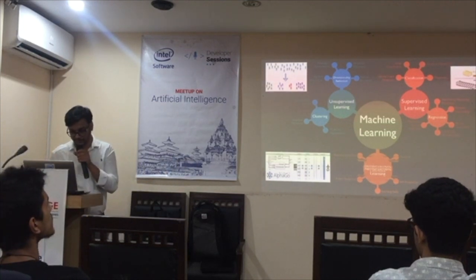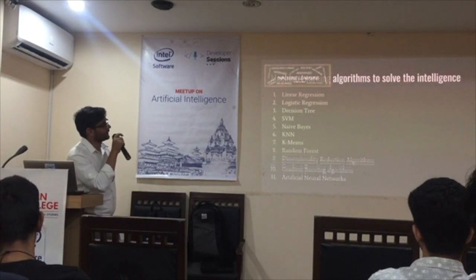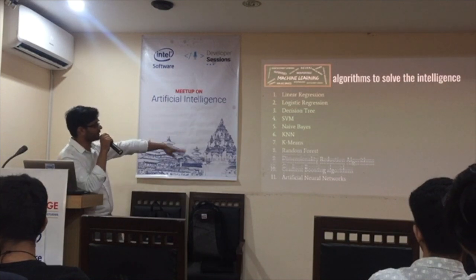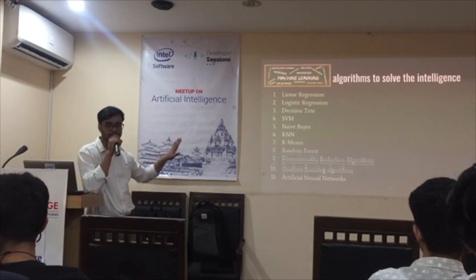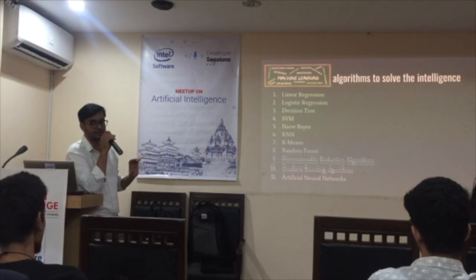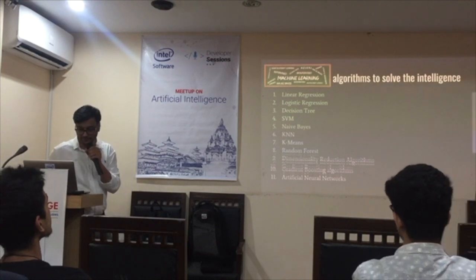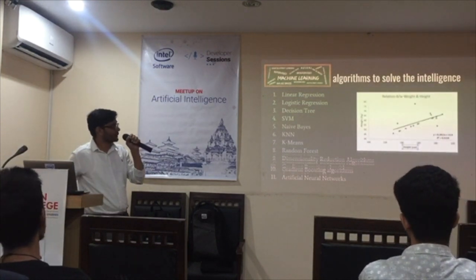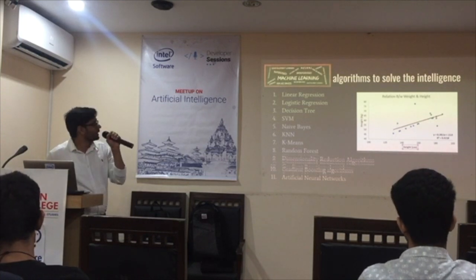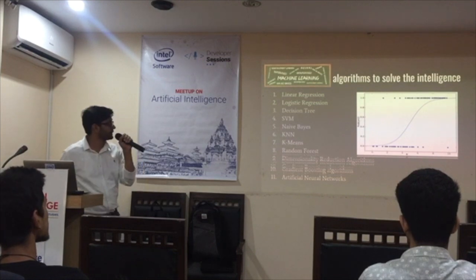So these are basic machine learning types. Here I have put some of the machine learning algorithms to solve the intelligence. Mostly these algorithms are supervised and unsupervised learning algorithms only. I do not put reinforcement learning algorithms here. Like linear regression, where the output falls in a continuous value. Logistic regression, where the output falls in a certain range.